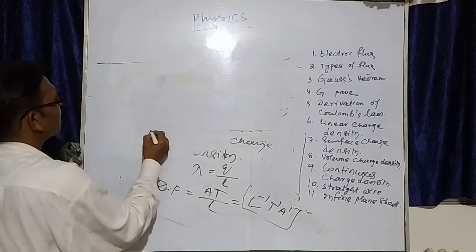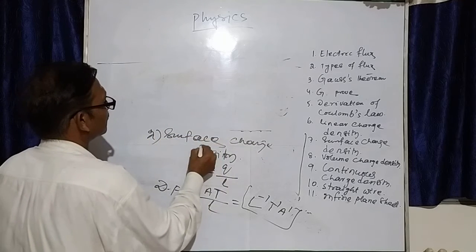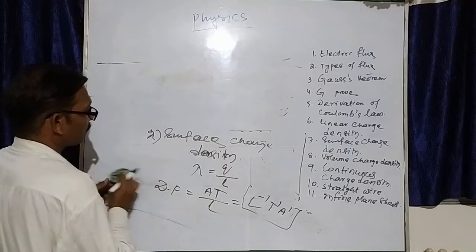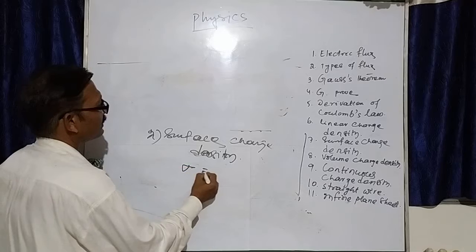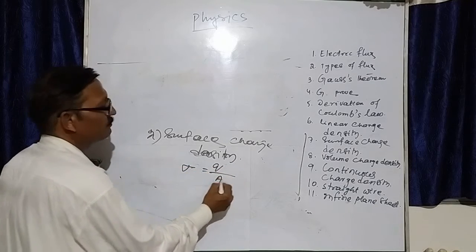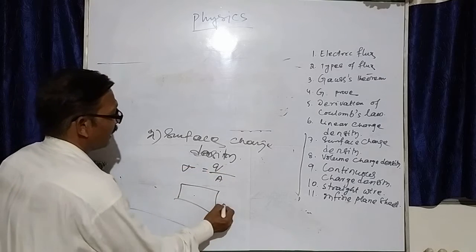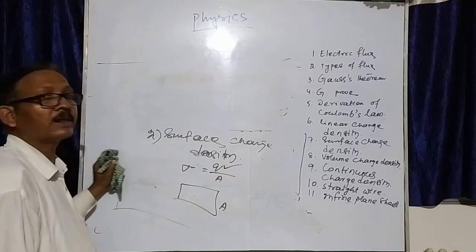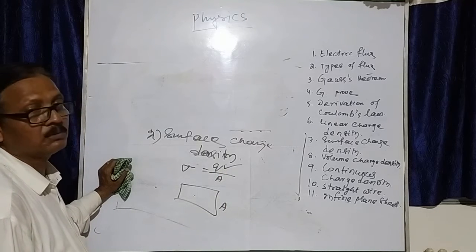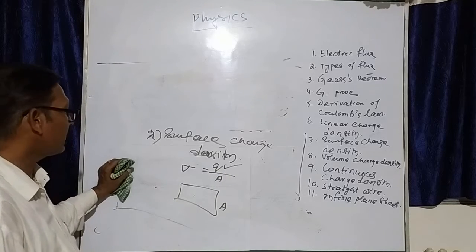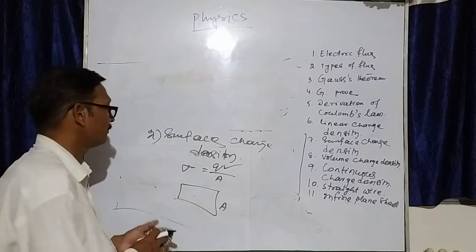Now come to surface charge density. The symbol is sigma. Sigma is equal to charge per unit area. On an area, how much charge there is, that is called density. So surface charge density sigma is equal to charge per unit area. Similarly, you can find the SI unit, coulomb per meter square, and the dimension formula like this.